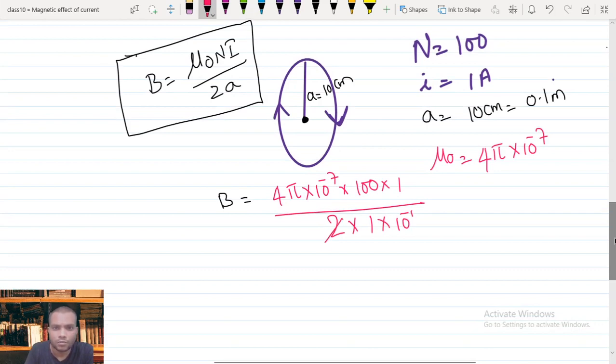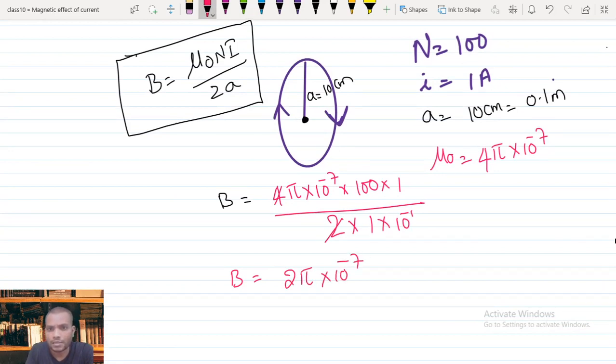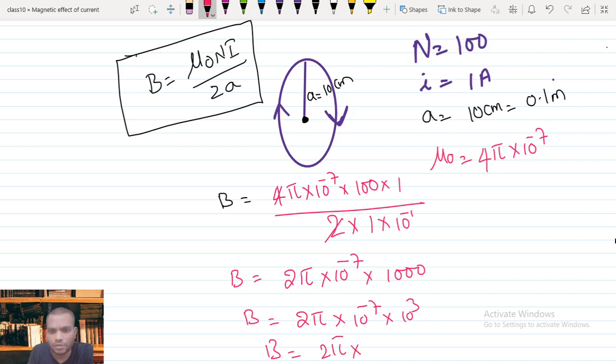If we cancel the 2 on the top and bottom, we end up with B equal to 2 pi times 10 power minus 7 times, if we take 10 power minus 1 from the denominator to the numerator, that becomes 1000 altogether. Now simplifying, this is 2 pi times 10 power minus 7 times 10 power 3. So the final result is 2 pi times 10 power minus 4 Tesla. So this is the magnitude of the magnetic field.